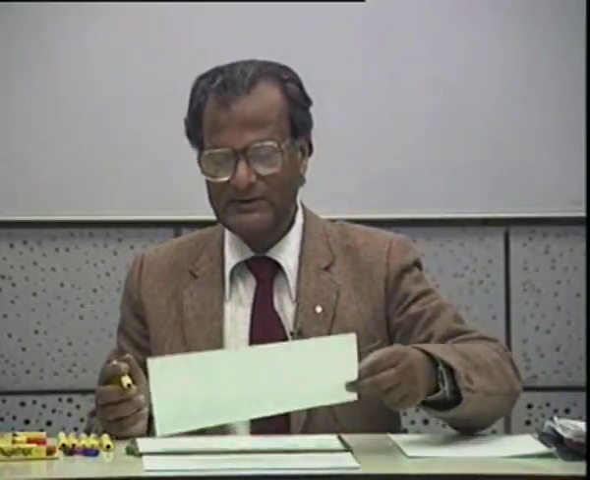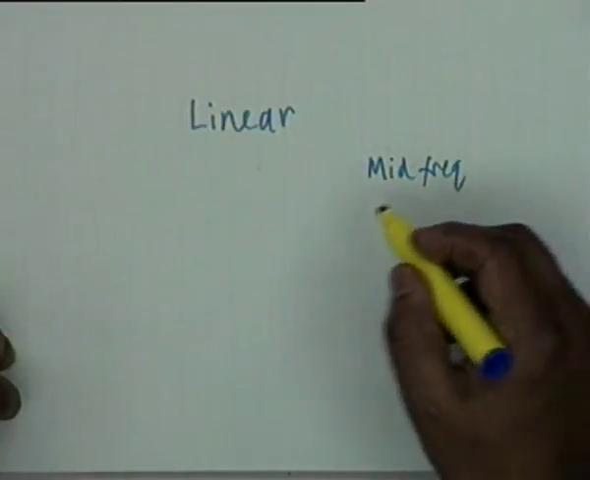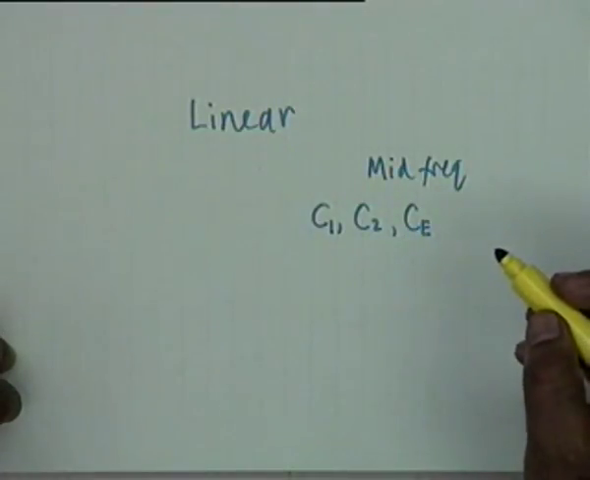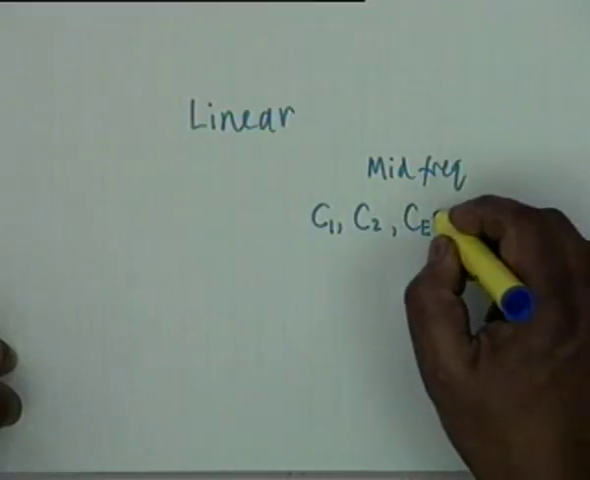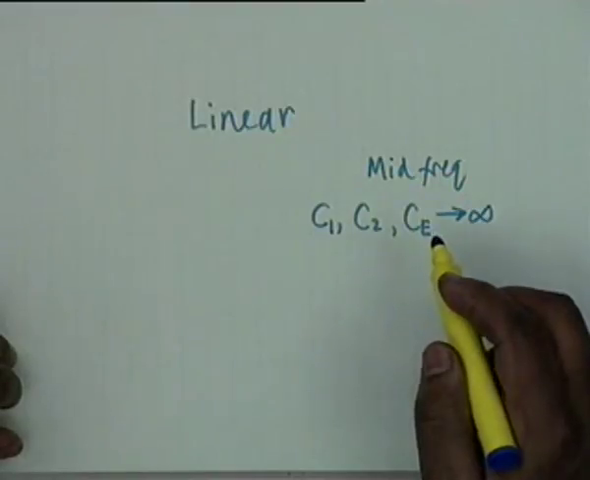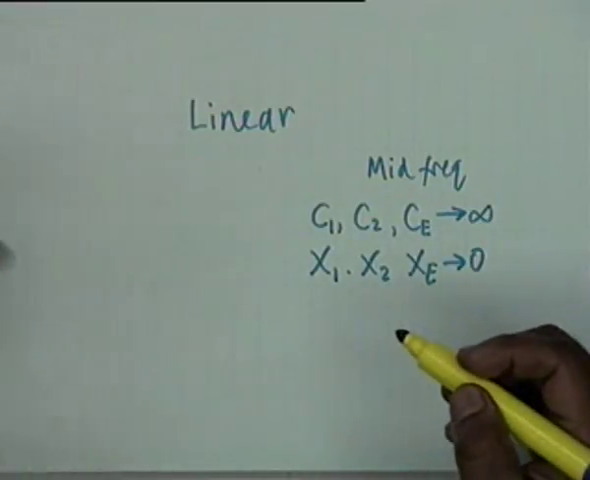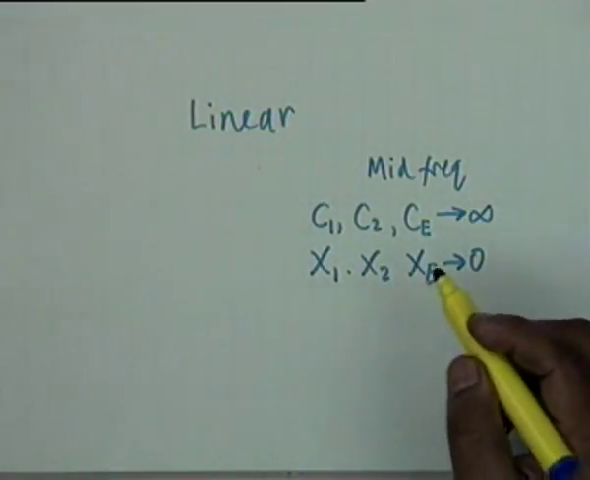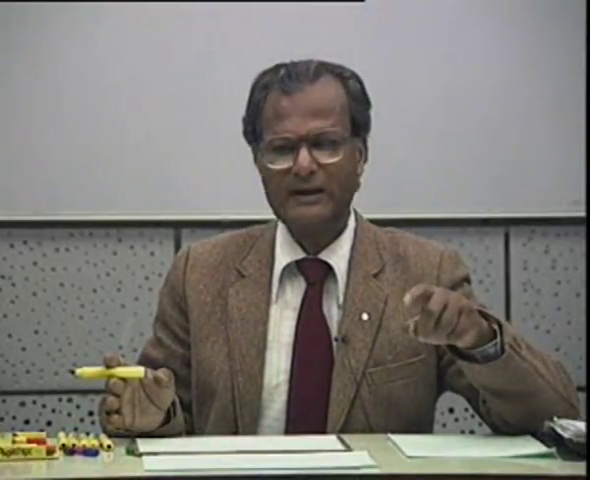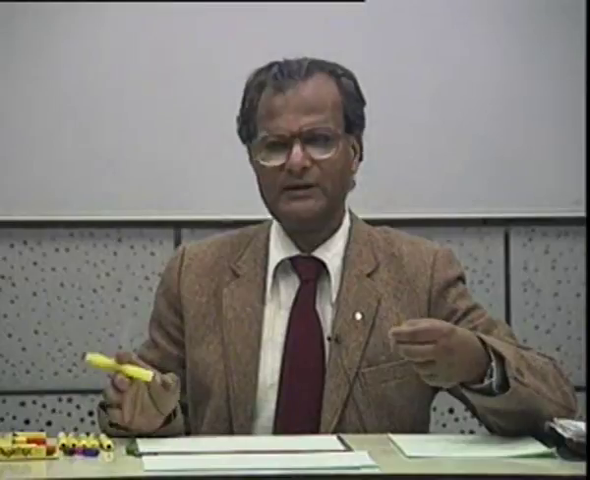The other term that we are using is the mid frequency. Mid frequency is the frequency at which the coupling capacitors C1, C2 and the bypass capacitors can be considered as infinitely large. That is, their reactances approximately are 0. X1, X2, Xe tend to 0. 1 by omega C tends to 0. The frequency and the values of capacitors are such that they tend to 0. In other words, the coupling capacitors act as perfect couplers, and the bypass capacitor acts as a perfect short circuit. This is what we assume.